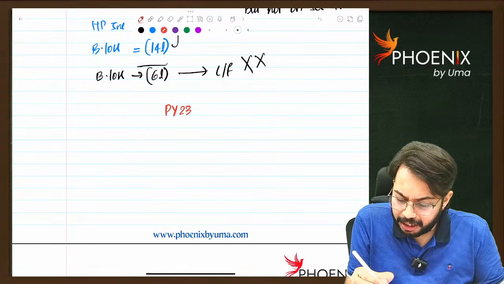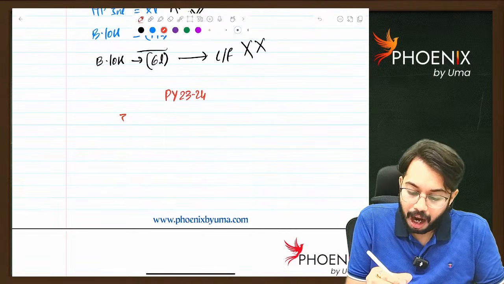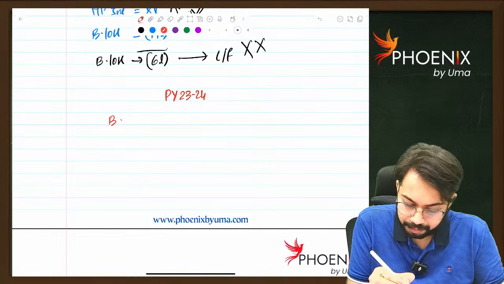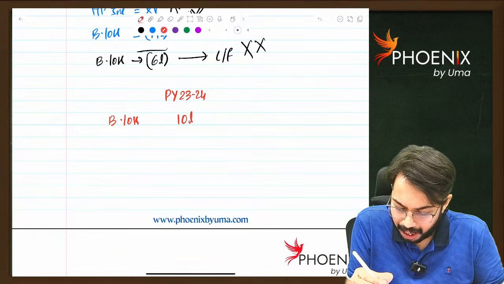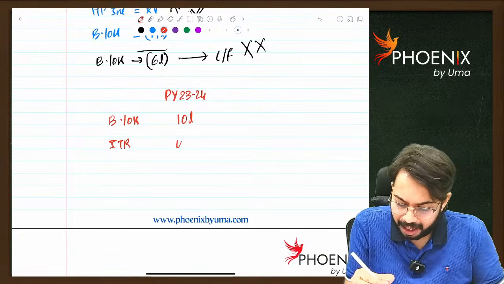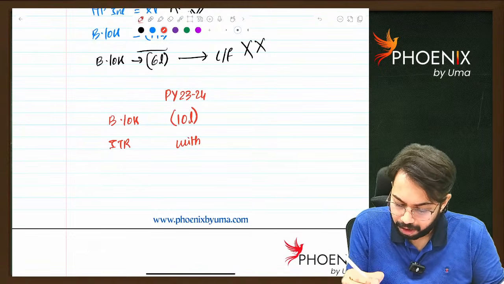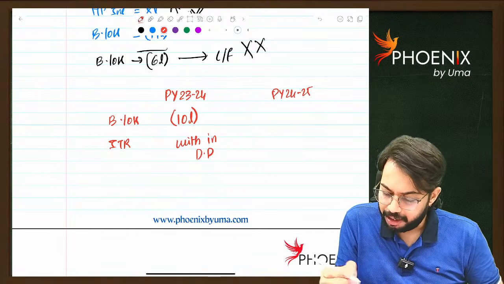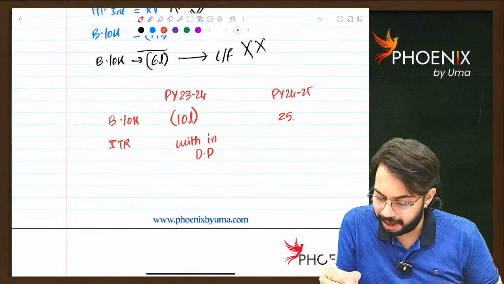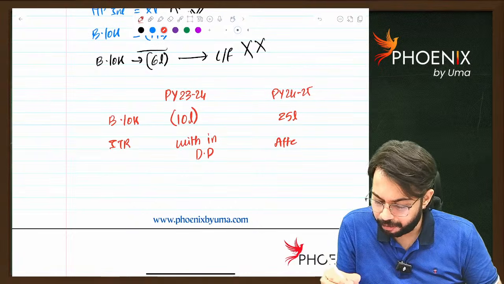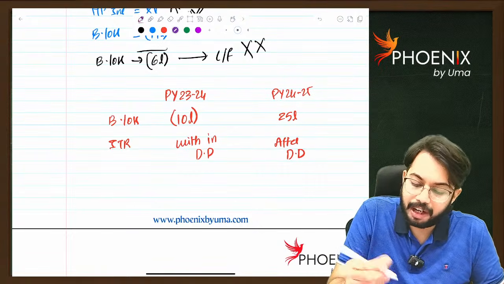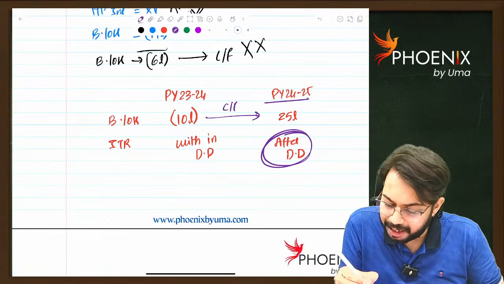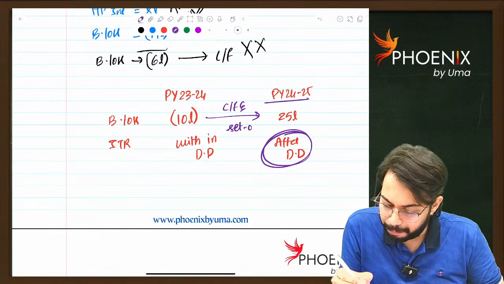Previous year 23-24, let's say there is a business loss of 10 lakhs, and the ITR is filed within the due date. In previous year 24-25, there is business income of 25 lakhs, but the ITR is filed after the due date. Now can you carry forward and set off 10 lakh rupees?